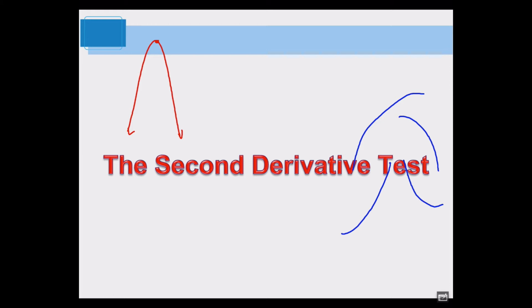What does F prime equal at that point? 0. Good. So at this point, let's call it C, F prime of C is equal to 0. Okay, good. That's from what we learned with the first derivative. What can you tell me about the concavity? It's concave down. The way to say that is F double prime of C is less than 0.